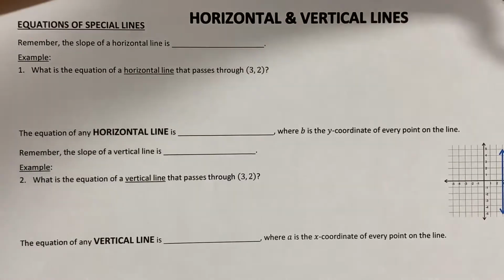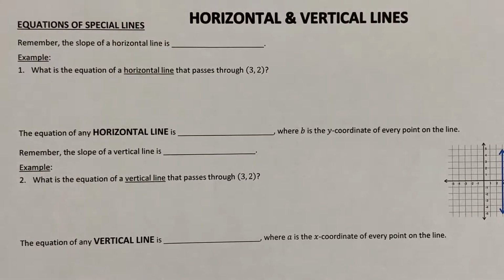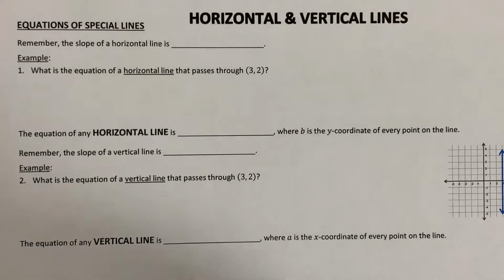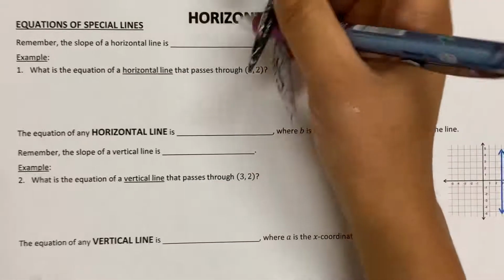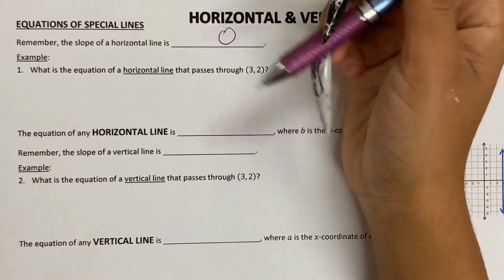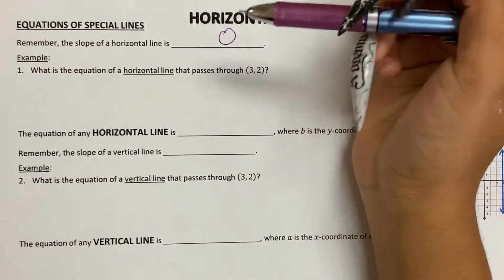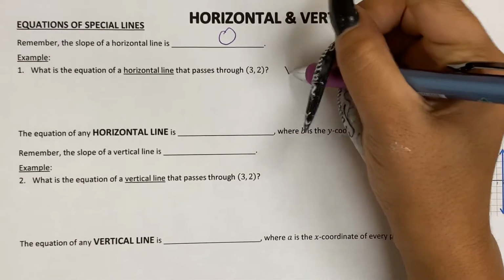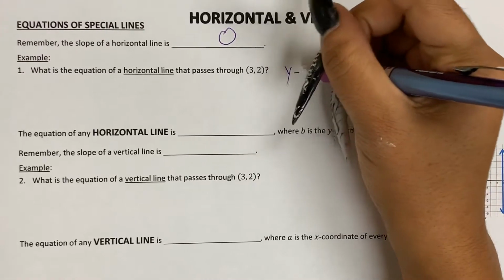These notes are over horizontal and vertical lines. Remember, the slope of a horizontal line is 0. What is the equation of a horizontal line that passes through (3, 2)? So we're going to start with point slope form.